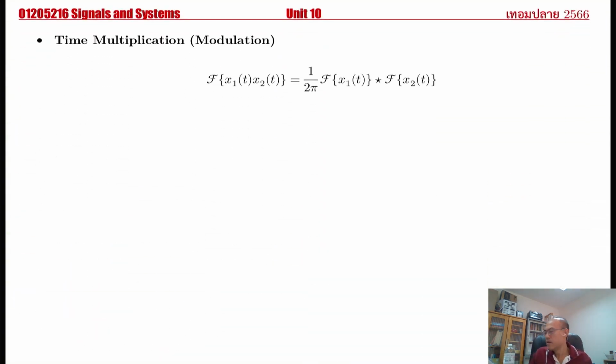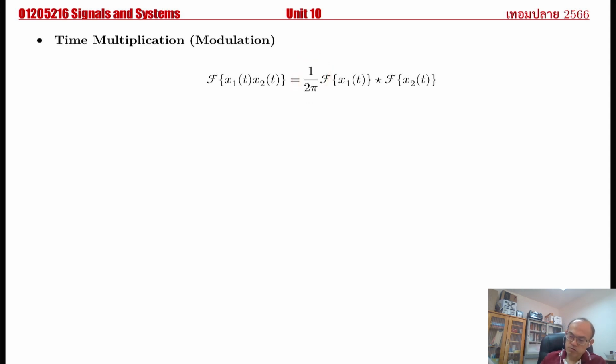Now, the next property I'd like to talk about is called time multiplication, or modulation. So we have two signals multiplied together, and if you take the Fourier transform of the product of two time signals, the result would be the convolution between their Fourier transforms with the factor of 1 over 2 pi at front.